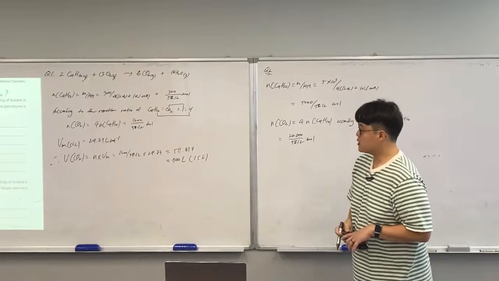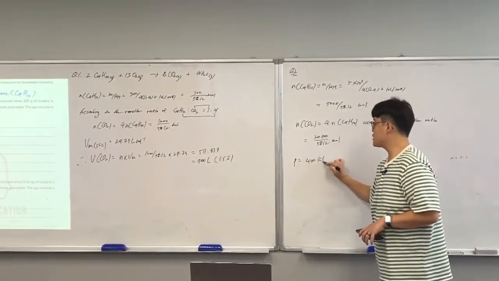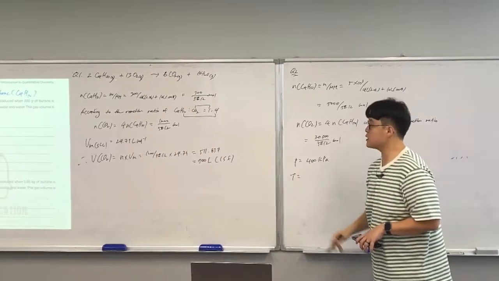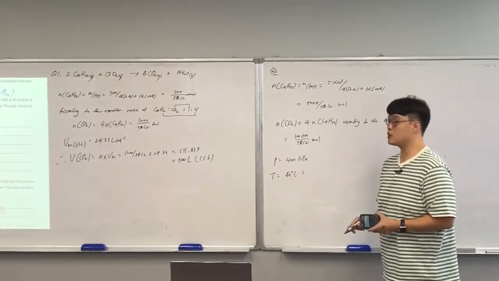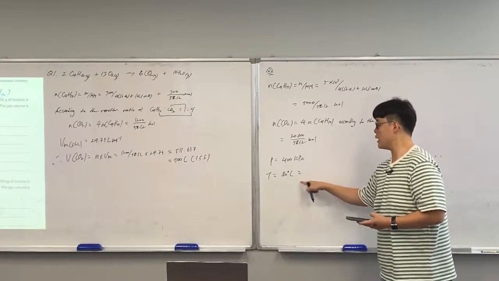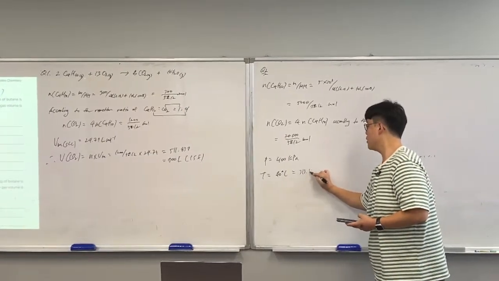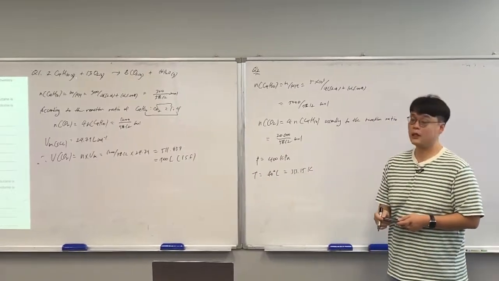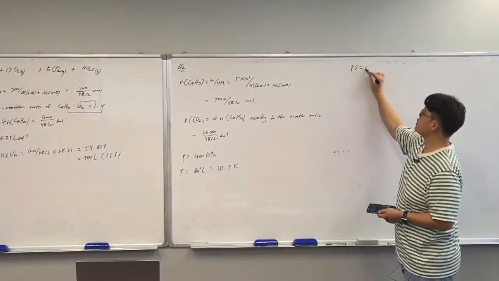In this condition, we're given that the pressure is 400 kilopascal. Let's write it down again. Temperature is not in Kelvin, so 40 degrees Celsius, adding that 273, would be 313.15 Kelvin. After that, bring in PV equals nRT.